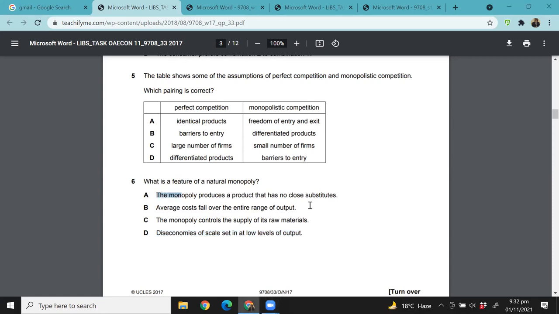That is the definition of a normal monopoly. Now, let me tell you what natural monopoly is. Let me explain. It's a very simple concept. There's nothing else that you need to know.